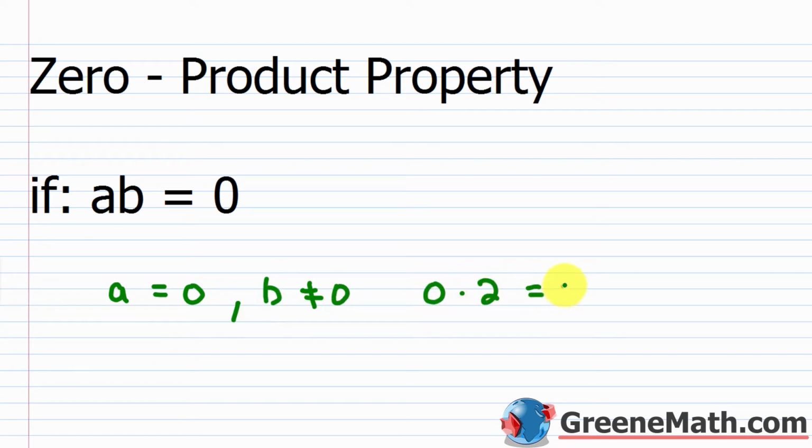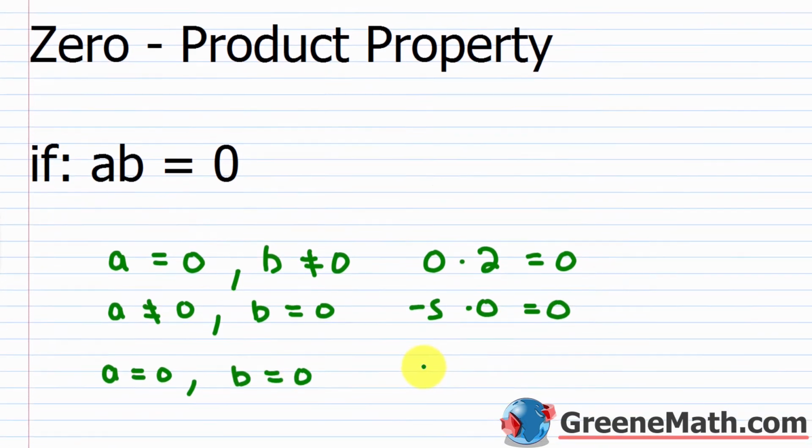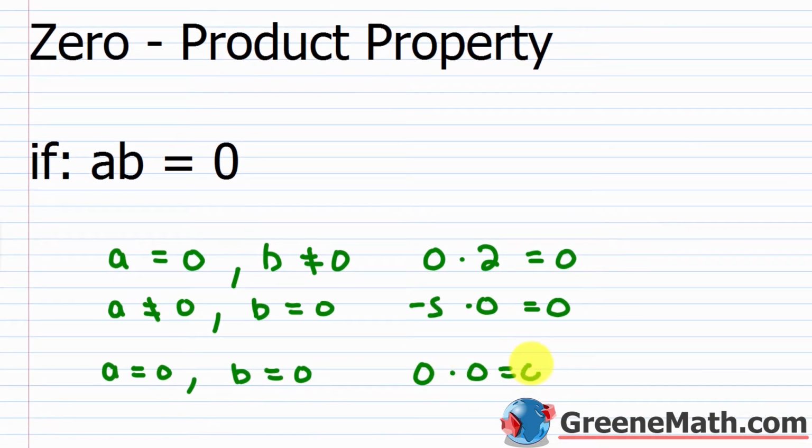0 times 2 is obviously 0, right? 0 times anything is 0. It could also be true that a is not equal to 0 and b is 0. So let's say a is -5 and b is 0. This still gives us 0. Lastly, you could have that a is equal to 0 and b is equal to 0. So it could be we have 0 times 0, and that is obviously 0. Okay, so this is the kind of math behind what we're going to do today. This is in its simplest form. We're going to look at it in a more complex form.